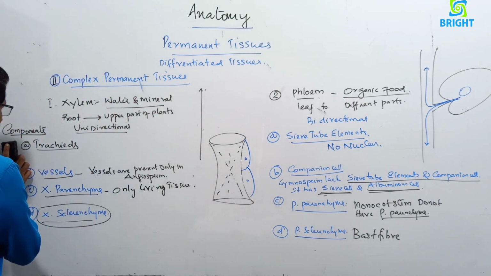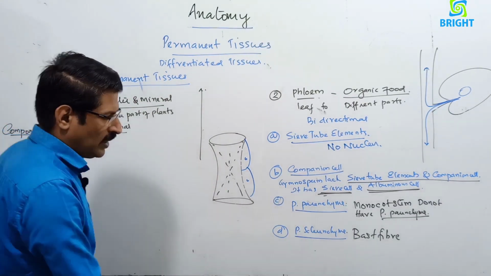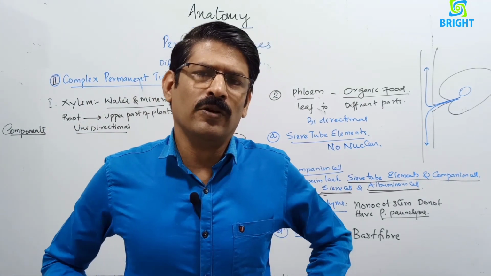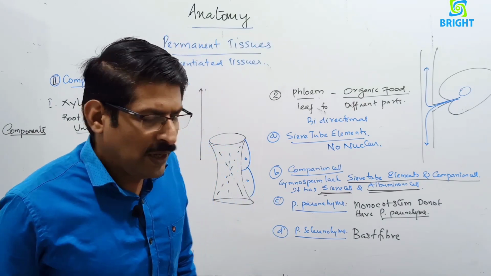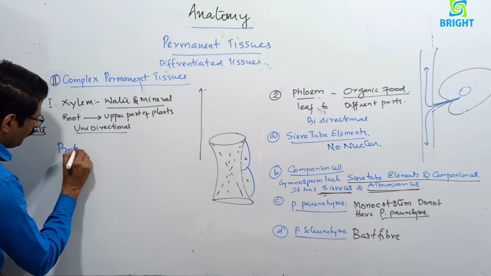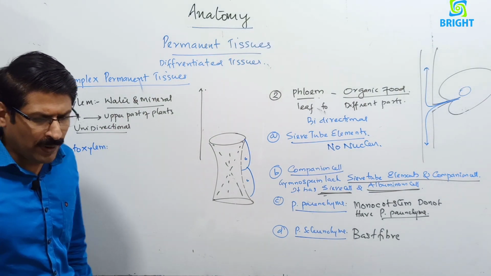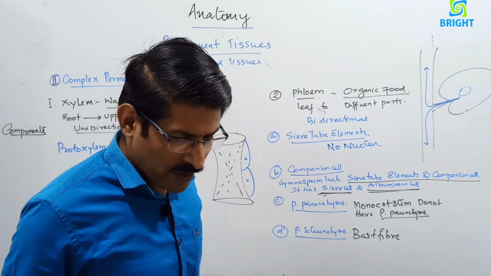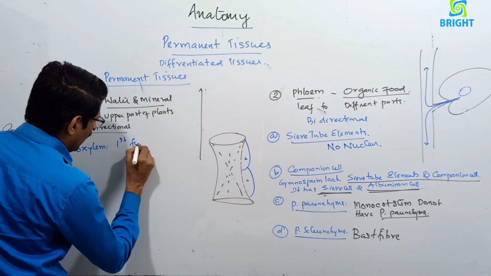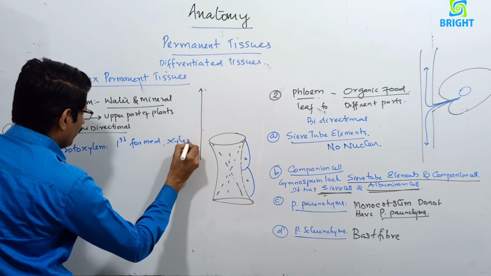Before that, in the case of xylem, there are two types of xylem. Phloem also has two types, but xylem is very important for the classification. One is protoxylem. Protoxylem is the first formed xylem, and it is smaller in size.